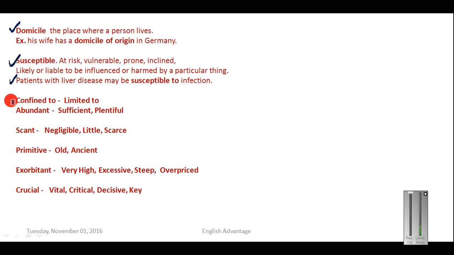Confined to means limited. Abundant means sufficient or plentiful. Scant means negligible, little or scarce. Primitive means old or ancient. Exorbitant means very high, excessive and overpriced. And crucial means very vital, very critical, very decisive or key. Crucial simply means very important or very decisive. Okay, so you must learn words on a regular basis if you want to crack any banking exam or SSC CGL exam. This vocabulary is of very high use.